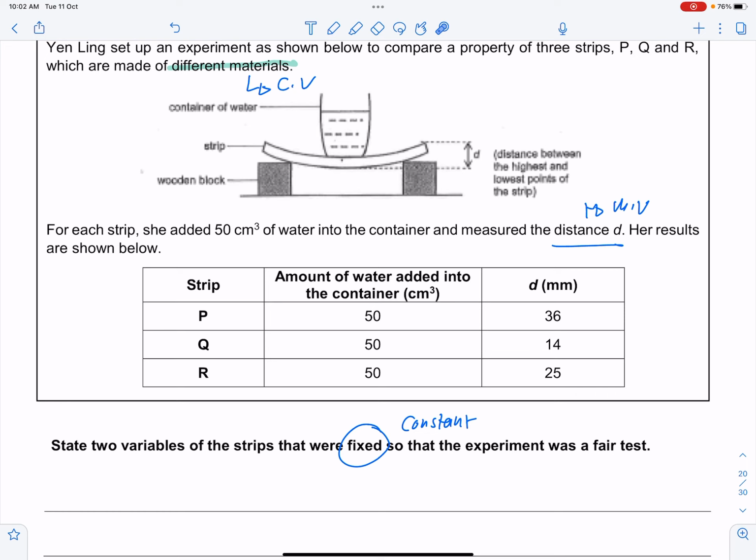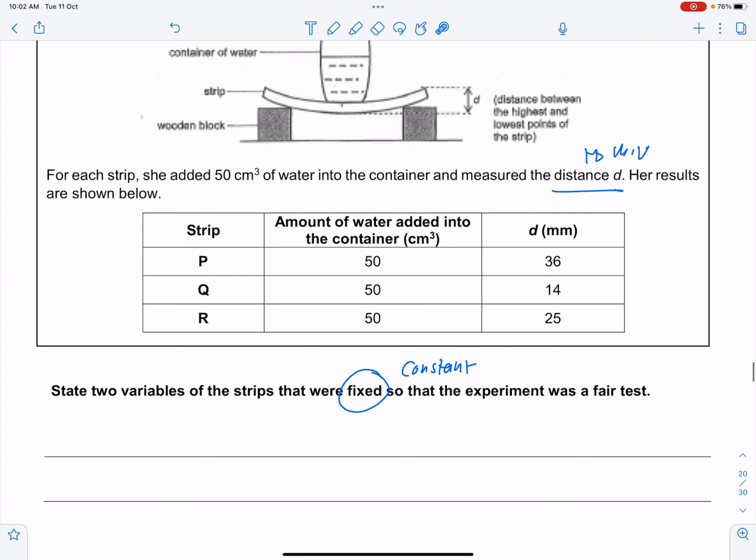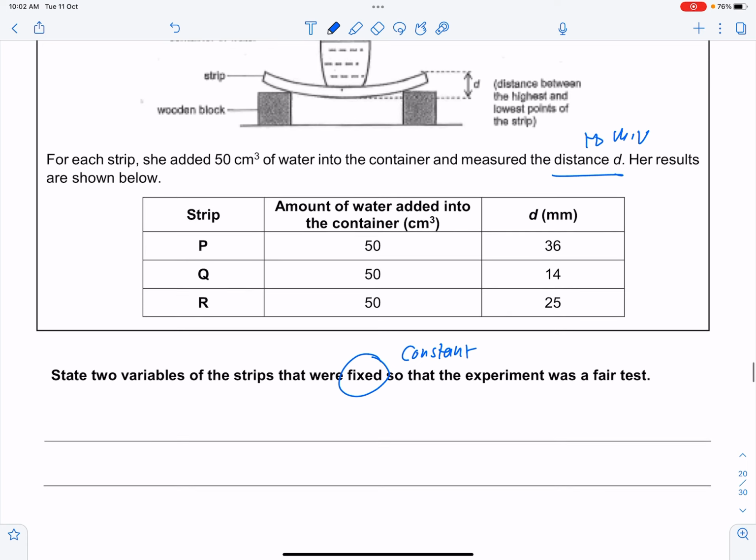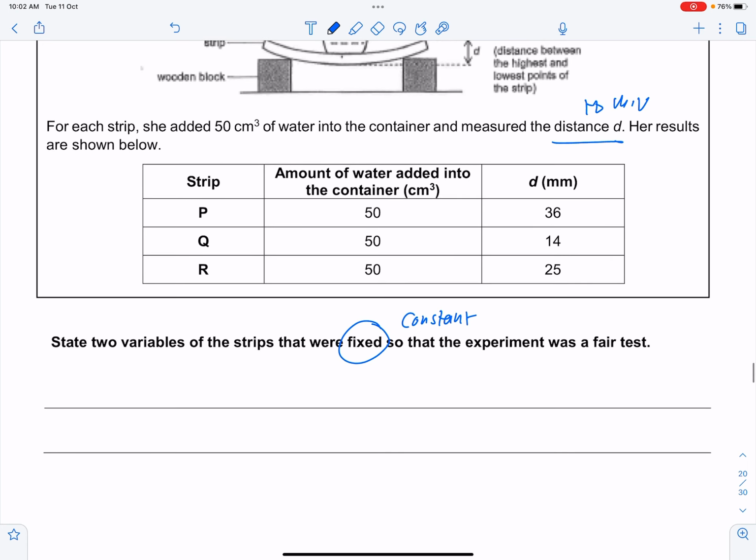But to be a fair test, everything needs to be the same except the change variable. But there are certain variables that are more important. In this case, they did explicitly talk about the strips. So you have to mention the strips. I'm just pointing it out that some students usually just put all types of answers.